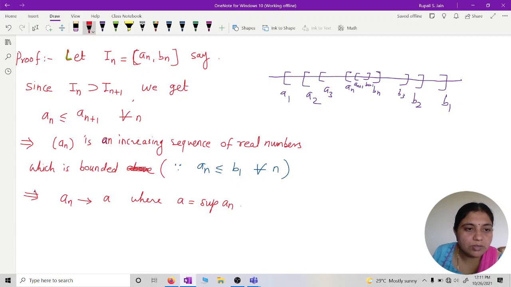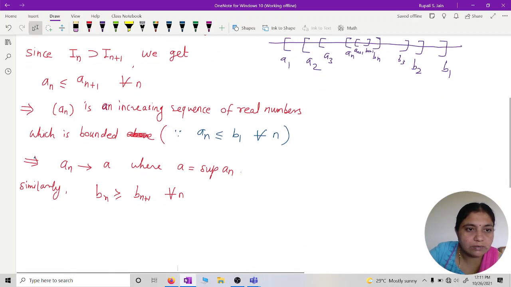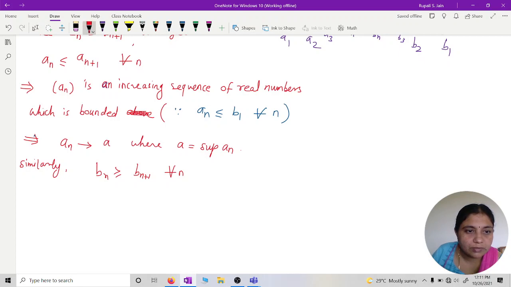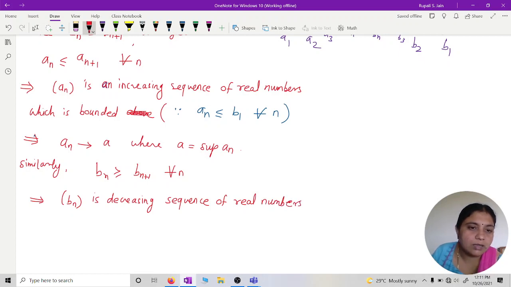Now similarly, what can I say about Bn? What is the relation between Bn and Bn plus 1? Bn is greater than or equal to Bn plus 1, right, for every n. So is it an increasing sequence or a decreasing sequence? It's a decreasing sequence. This implies Bn is a decreasing sequence of real numbers, and which is bounded.